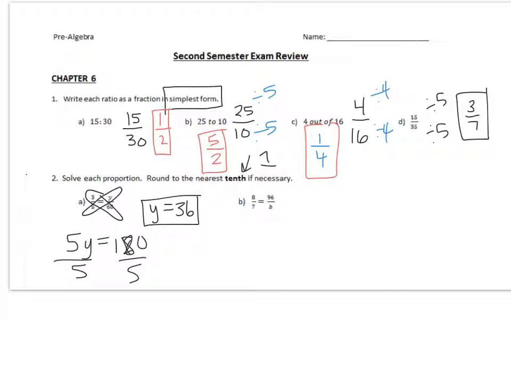Letter B, I cross multiply, so 8b equals, now I'm going to calculate 7 times 96, and I get 672. So now I'm going to divide both sides by 8, and I get 84.